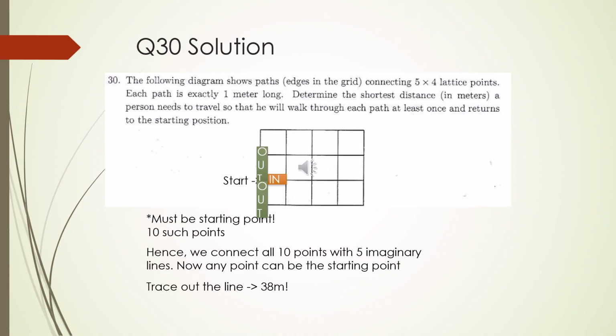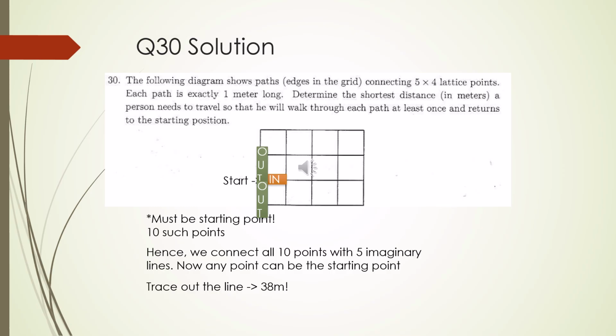Okay, so this is my solution to this question. The question is asking us to find the shortest distance a person needs to travel so that he will walk through each path at least once and return to the starting position. This is very important, as you will notice that the number of times you enter a point is equal to the number of times you exit the point.